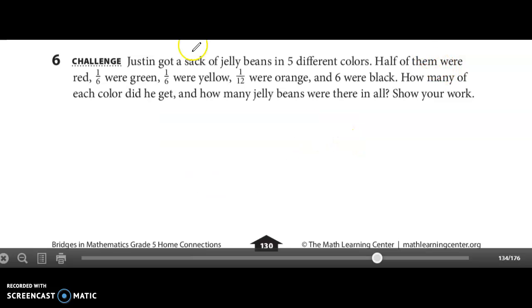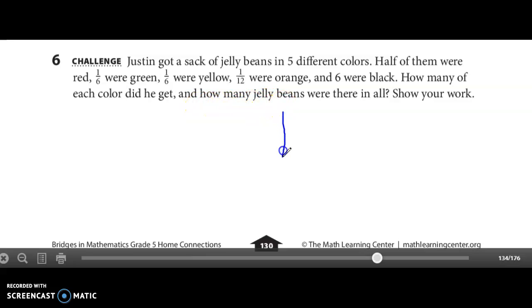Number 6, this challenge is kind of fun. We've got a sack of jelly beans with 5 different colors. Half of them are red, 1/6 of them are green, 1/6 are yellow, 1/12 are orange, and 6 are black. How many of each color did Justin get, and how many jelly beans were in all?